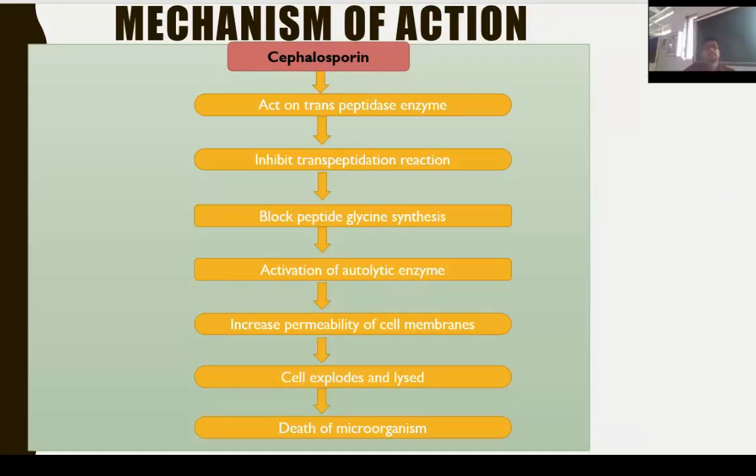Next we come to the mechanism of action. Cephalosporin acts on the transpeptidase enzyme, and on acting on this enzyme it inhibits the transpeptidation reaction. This leads to a block of peptidoglycan synthesis, and due to this block, activation of autolytic enzymes occurs. This leads to increased permeability of the cell membrane, and due to the permeability, the cell explodes and lyses, due to which death of the microorganism occurs.